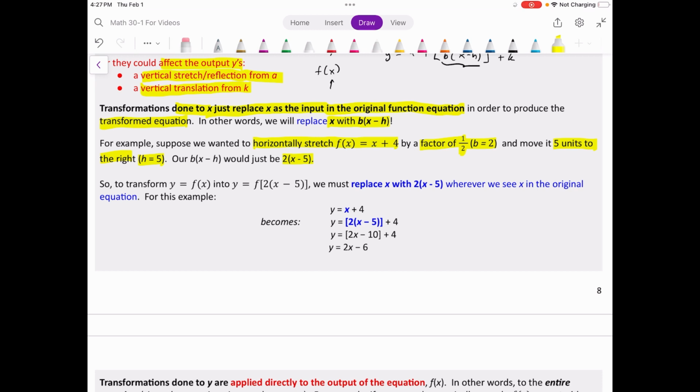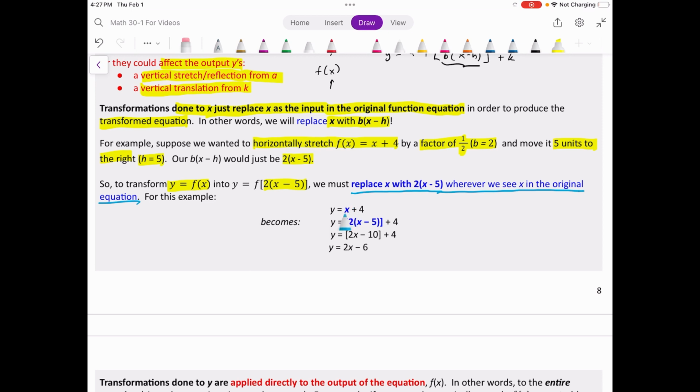So in order to transform y equals f of x into this transformed function's equation, what this is literally saying is take f of x, but instead of having f of x, have f of 2 times (x minus 5), b times (x minus h), right? We're just going to replace x with 2 times (x minus 5) wherever we see x in the original equation. Because we no longer want f of x. We want f of 2 times (x minus 5). That's what's so handy about function notation. It's instructions on what to do to the equation to get the transformed equation.